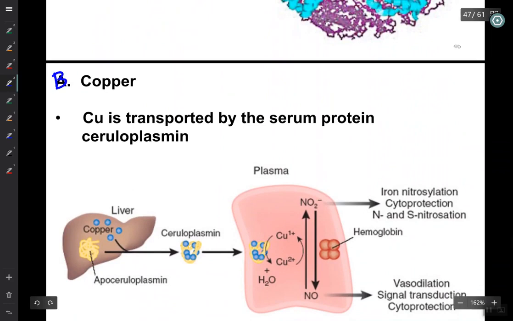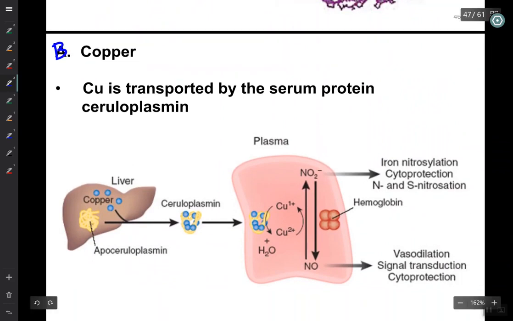Copper is also important, and copper is a whole different system that controls its trafficking in the body. Copper is transported by the serum protein ceruloplasmin. Copper can be acquired from the liver through this protein ceruloplasmin, and then it's taken to the plasma, which is then used for, in this particular example, vasodilation.